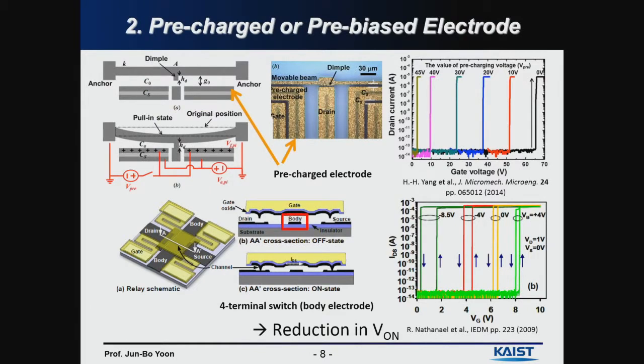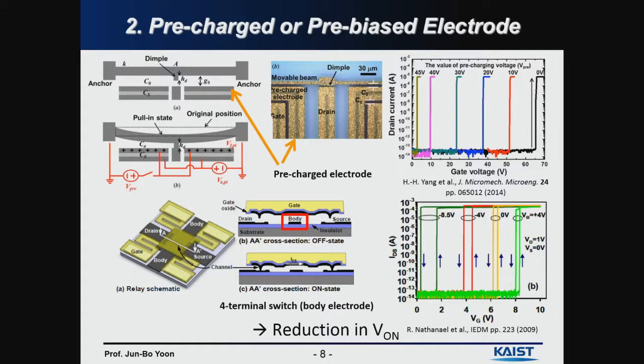Or we can use the pre-charged electrode. This is actually the same with the flash memory. So we are using the floating gate and applying some charges, then we can change the threshold voltage. That's the same. So using this technique, we can reduce the pull-in voltage from over 60 volt to as low as 3 volt. The problem is how long we can maintain this charge in this electrode.